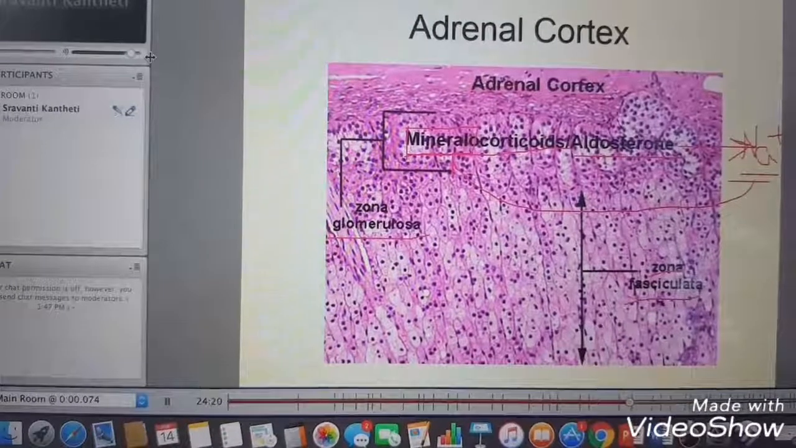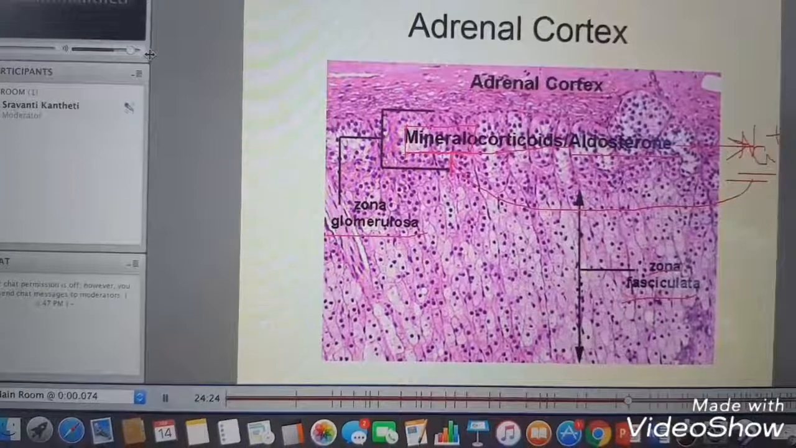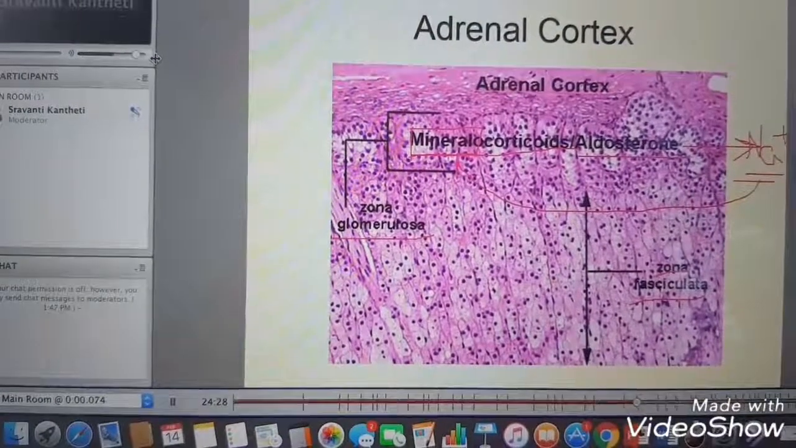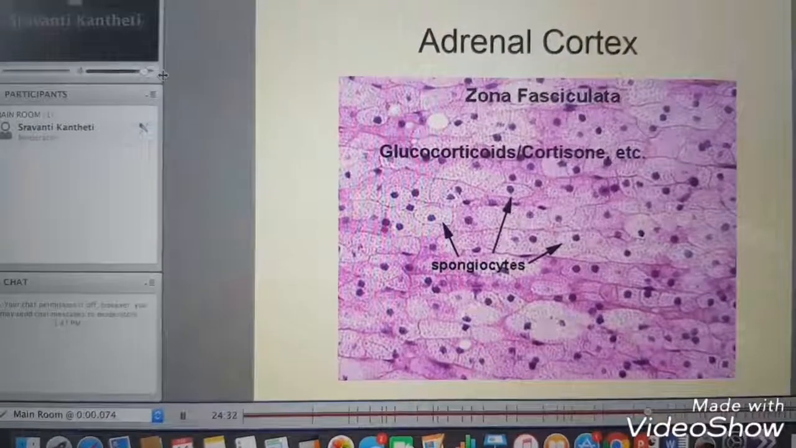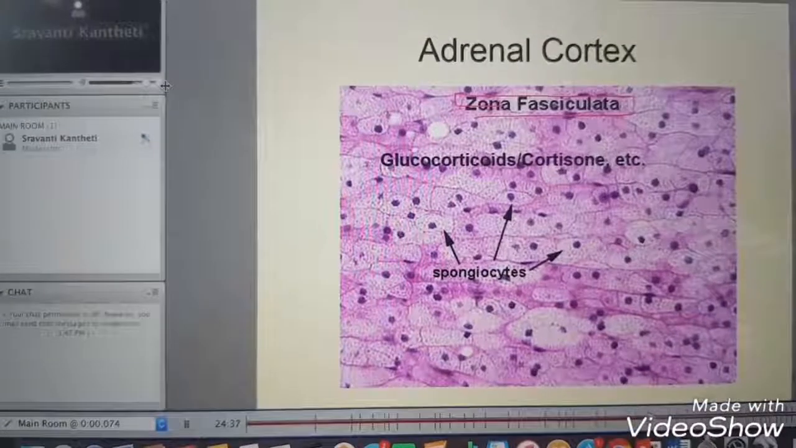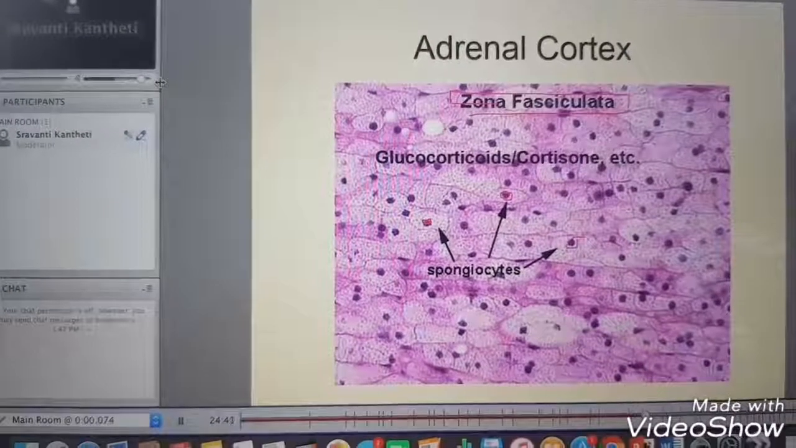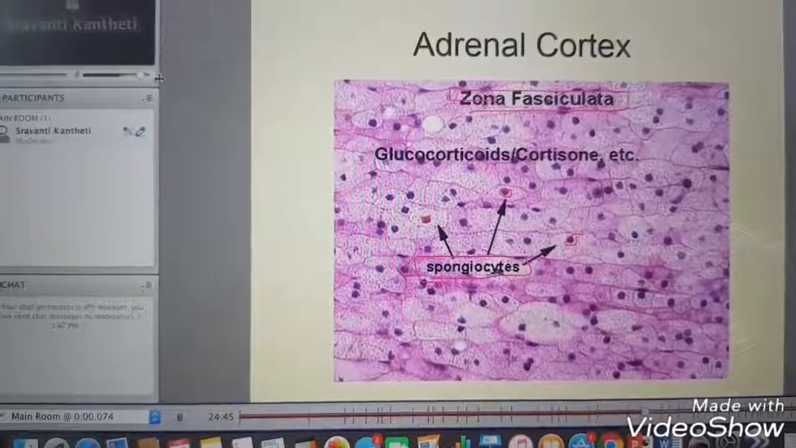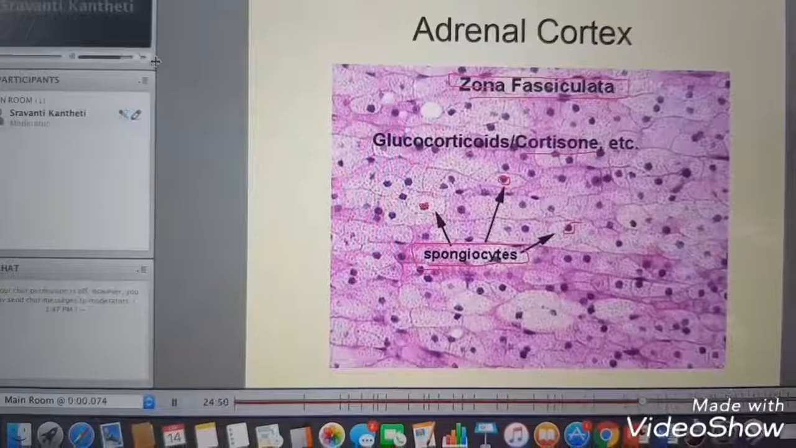Zona fasciculata doesn't do much. It's just actually growing this layer to become mineralocorticoids, or the zona glomerulosa. Now, in between the zona fasciculata, you will actually see specific mature cells called spongiocytes. And that's just based on the stage that they're in. And the spongiocytes will release cortisone.